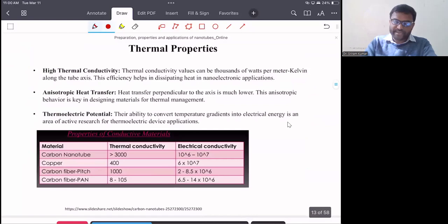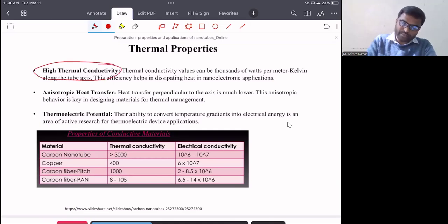Okay, now let's understand thermal conductivity. If you want to compare the thermal conductivity of CNT with copper, here we have a very high thermal conductivity of CNT as compared to the copper. If you compare here, the copper has values close to 400 and the CNT has values more than 3000. Right, so it's very high thermal conductivity as compared to copper.